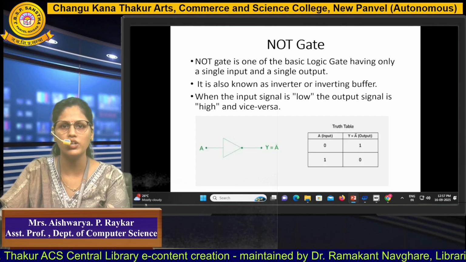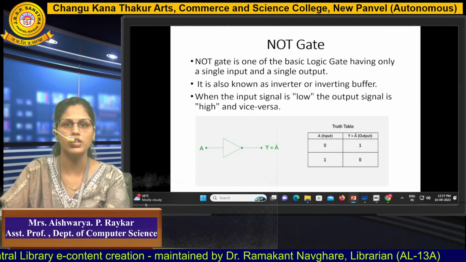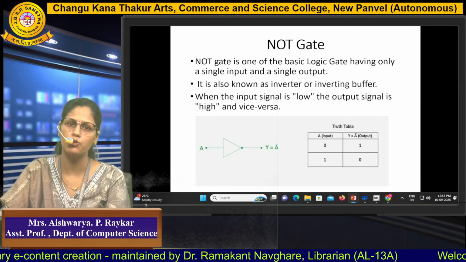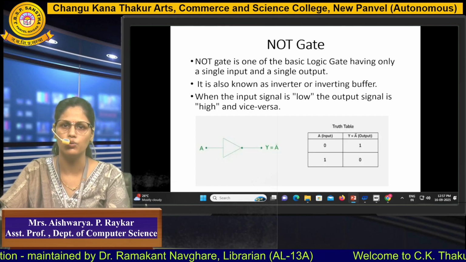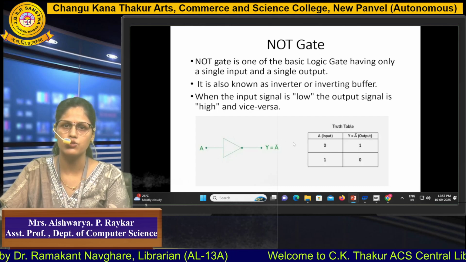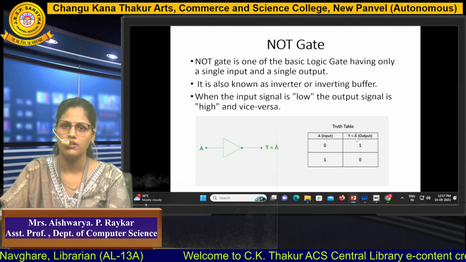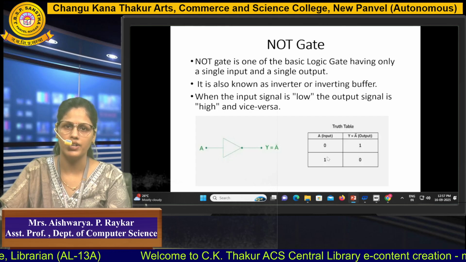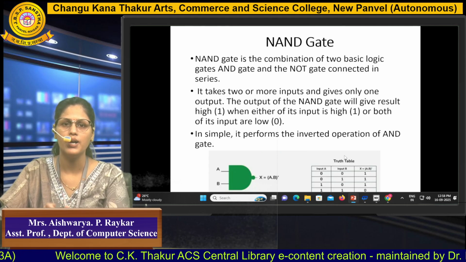It is also known as what? Inverter, or I can say inverting buffer. When the input signal is low, then the output signal is high, and when the input signal is high, the output will be low, as you can see here. So I can say Y is equal to A bar. That is, when A is 0, its output is 1, and when A is 1, its output is 0. So that was about the basic logic gates.